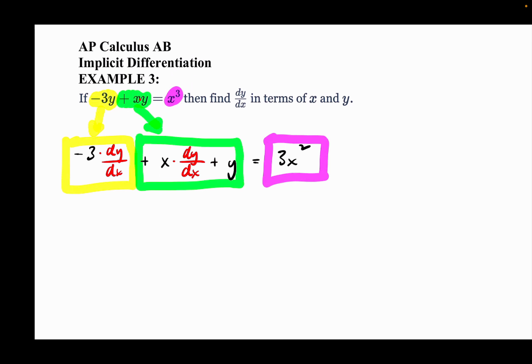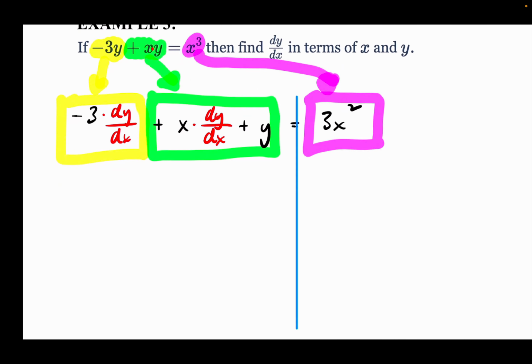Equals, and then the last thing was the derivative of the pink. That is just 3x squared. No dy dx because it's x. Okay? The only term on the left side that doesn't have a dy dx is the plus y. So I'm going to move that over here. To do that, I have to do the opposite, so I'm going to subtract y from both sides.